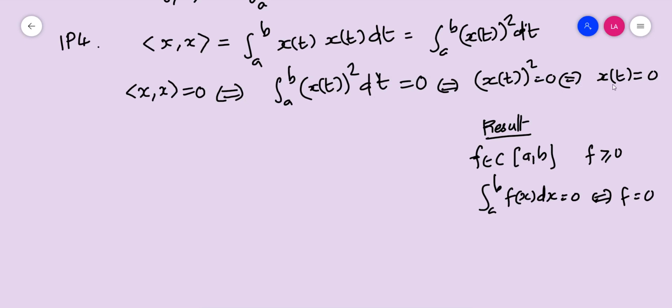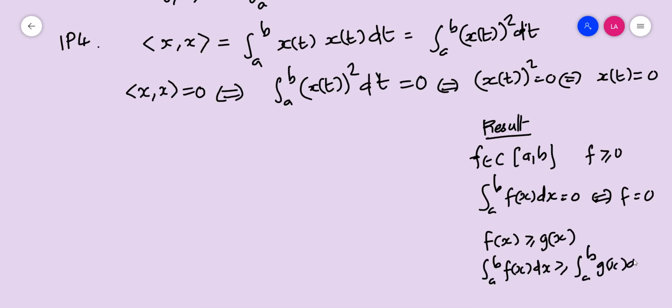Now you can do the reverse part as well. Whenever x is equal to 0, the square is 0, the integral is 0, and the inner product ⟨x, x⟩ is 0. So the fourth part is satisfied, and also this value is always positive because we have a result that if f(x) is greater than or equal to g(x), where f and g are continuous functions, then the integral from a to b of f(x) dx also preserves the ordering, greater than or equal to the integral from a to b of g(x) dx. Here x(t) squared is always greater than or equal to 0, because it's a positive function.